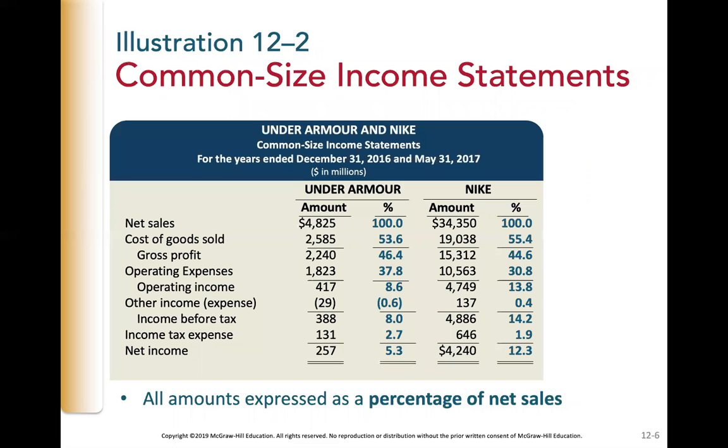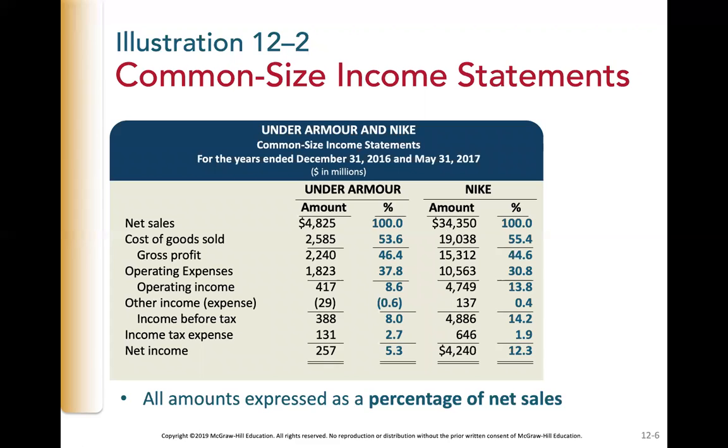So here's an example of an income statement for Under Armour and Nike. We can take a look at these two companies and see that they're in the same industry, but there's a lot of differences in the two companies. Nike reports net income of $4.24 million, whereas Under Armour only has $257 million. Does that mean Nike's operations are more profitable than Under Armour's? Not necessarily. Nike is a much larger company. They have sales of over $34.35 million, whereas Under Armour is only at $4.825 million.